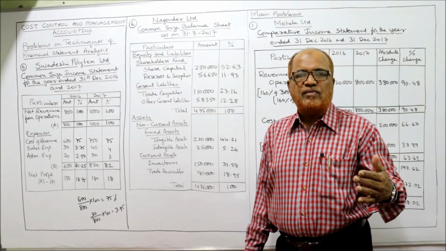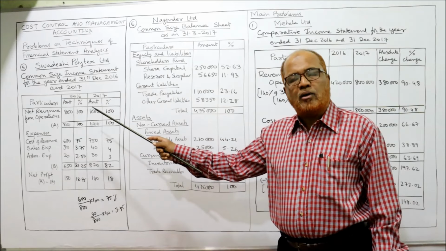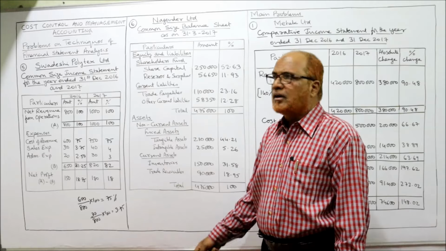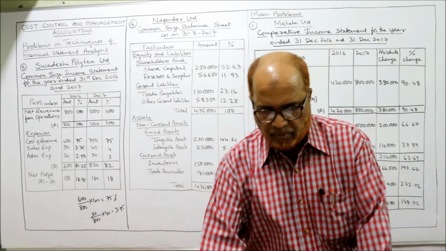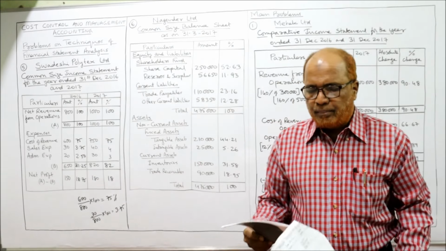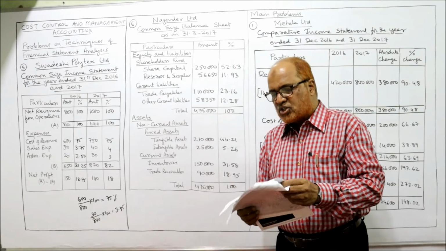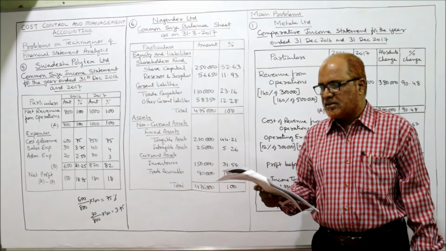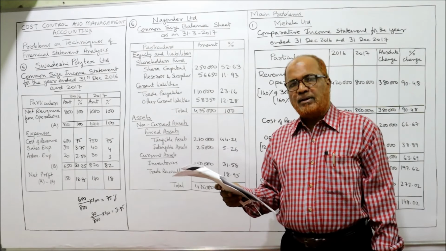In the main problems when we do, again we are going to do a complicated problem on this common size income statement. This is a simple problem. Now, next, sixth problem. The following is an extract from the balance sheet of Nagendra Limited as on 31st March 2017. Particulars. So here balance sheet is given.